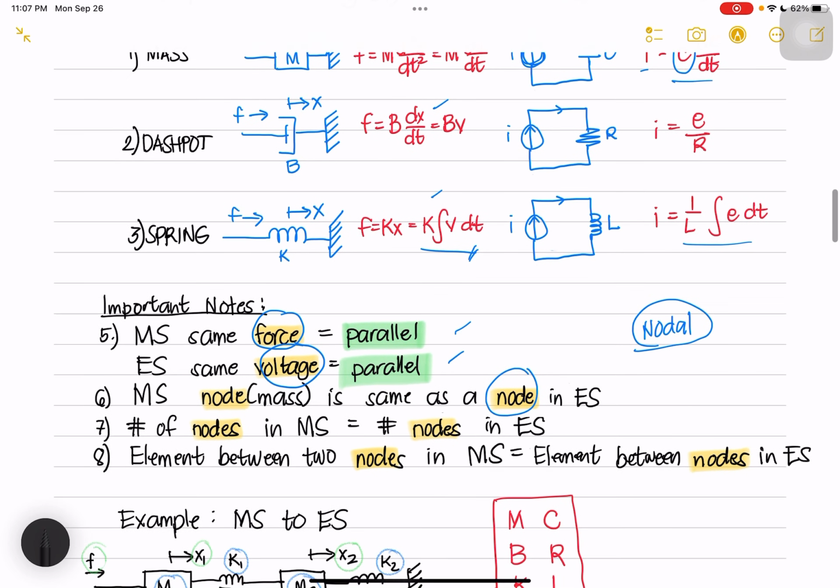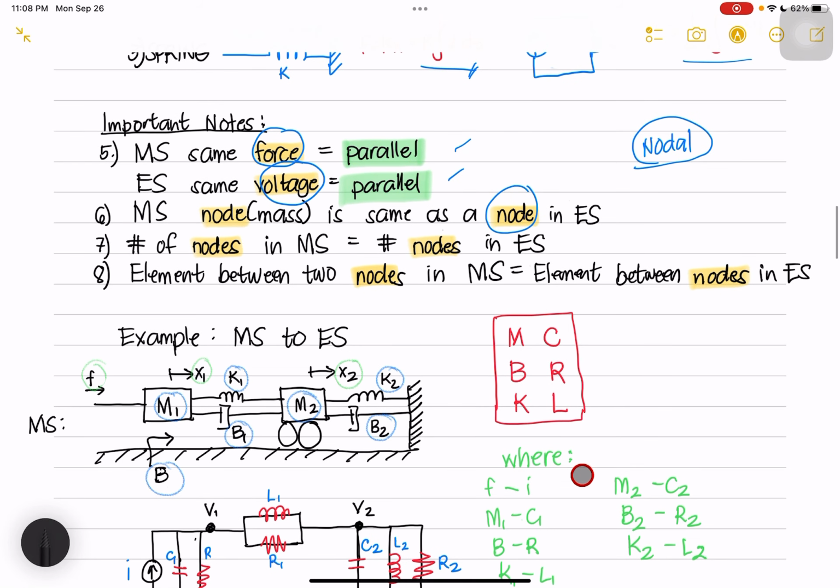So, important notes. For a mechanical system with the same force, it will be parallel. For an electrical system with the same voltage, it will be parallel. Kasi force is our input, and then voltage is our output here, right? So, it will be parallel. Kung ilan yung node sa mechanical system, yun din yung number of nodes sa electrical system. So, sabi, element between two nodes in mechanical system will be element between nodes in electrical system. So, let's have an example kung anong pinagkaiba.